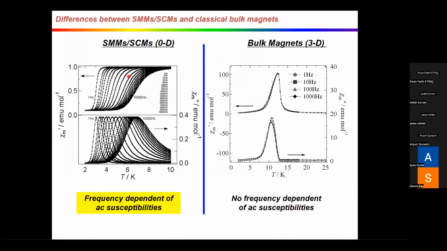In the classical magnet, antiferromagnet, we switch from 1 Hz to 1000 Hz. There is no frequency dependency in the bulk magnet, the 3-dimensional classical magnet. However, in the single molecule magnet, there is a very beautiful frequency dependency, so it is perfectly different.